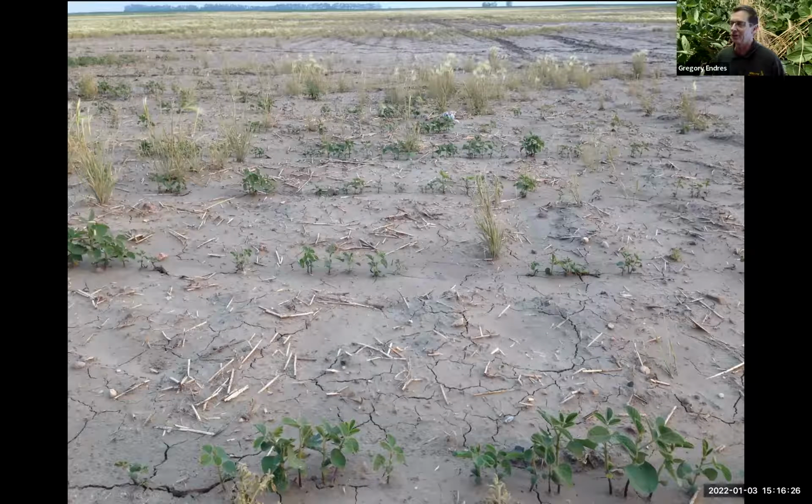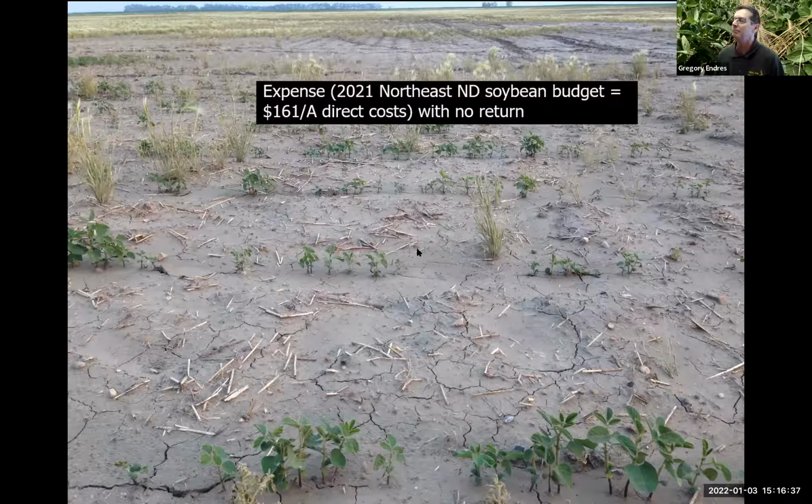I know it's easy to just plant across maybe a fairly small section of a field that we suspect has salts present, but the problem is that we're losing money on this. We're having great expense based on the 2021 Northeast North Dakota soybean budget of direct costs. We're losing $160 an acre by planting into salt-affected soils with no return. So we can't have this.